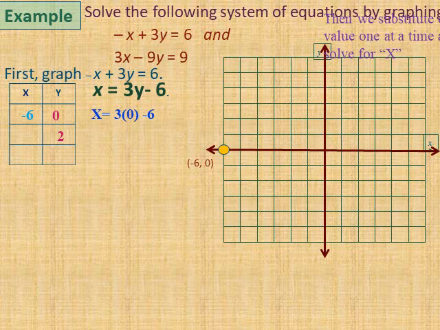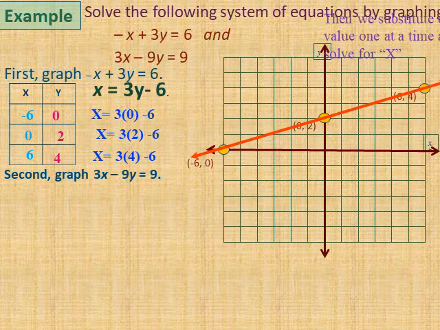Then put y equal 2. It will be 3 times 2 minus 6, and 6 minus 6 equals 0. Then the second point will be (0, 2). Finally, put y equal 4. 3 times 4 is 12, minus 6 equals 6. So the third point is (6, 4). Graph the 3 points, or graph the line which passes through them, which is negative x plus 3y equals 6. Then move to the second line, 3x minus 9y equals 9.